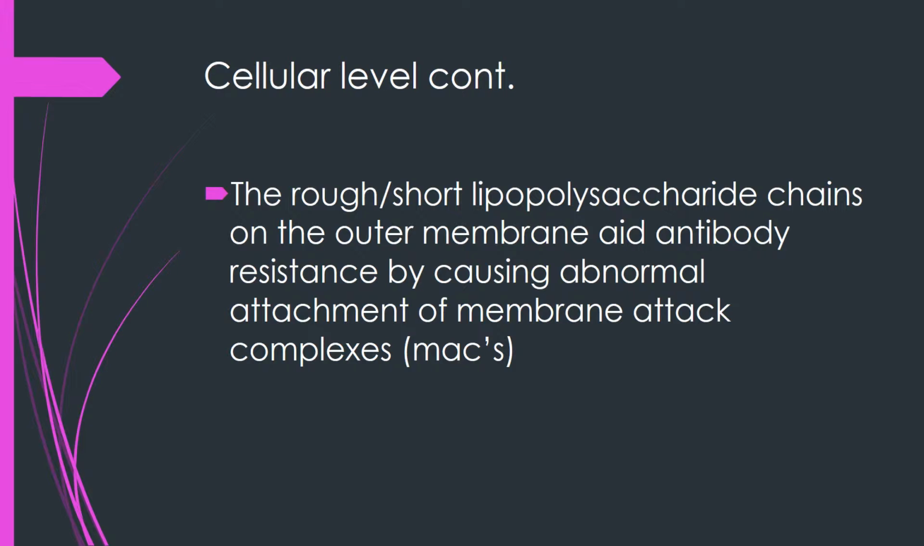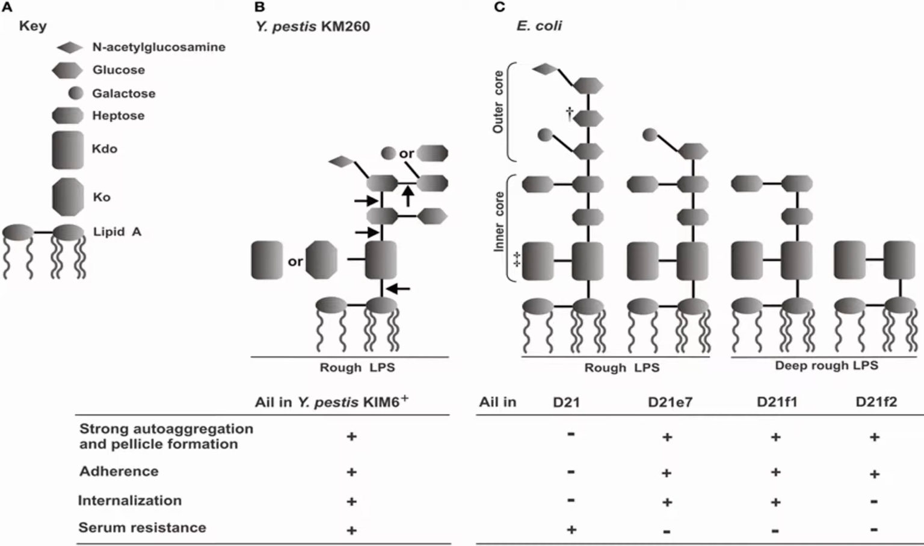The rough, short lipopolysaccharide chains on the outer membrane aid the antibody resistance by causing abnormal attachment of membrane attack complexes, or MACs. And in this next picture, you will see on B, if you look down in the rough LPS, you can see kinda how that would aid in that.